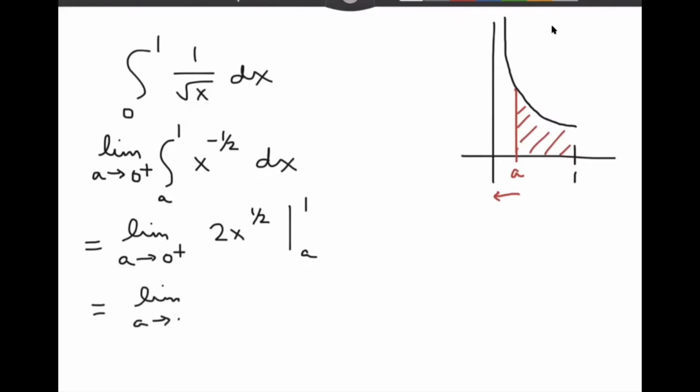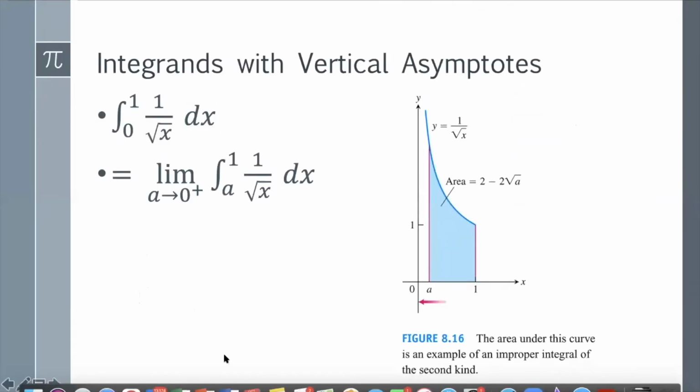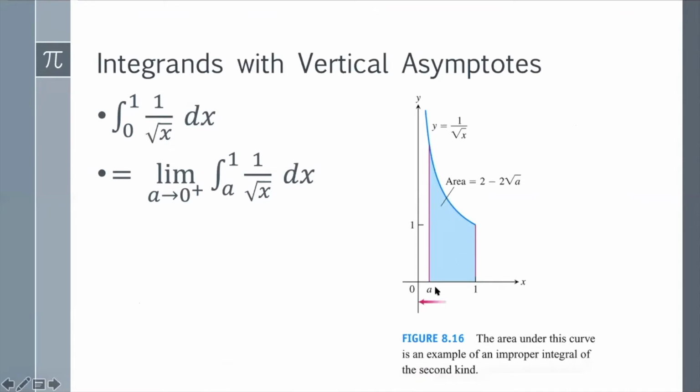And what you get out of that is 2 minus 2a to the 1/2, which is 2 minus 2 square root of a. As a approaches 0 from the right, that second term goes to 0, and this limit is equal to 2. So now if we switch back to the slide, that picture makes a little more sense. So when the integral is from a to 1, that area is 2 minus 2 square root of a. And then let a approach 0 from the right, the area is equal to 2.